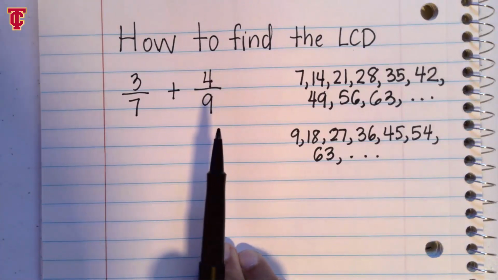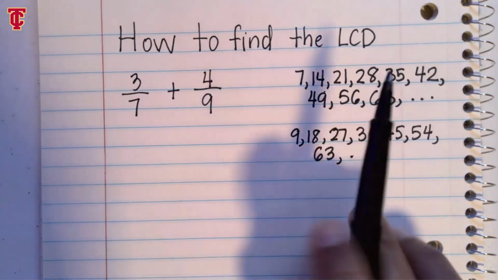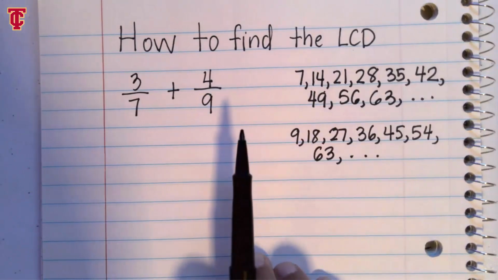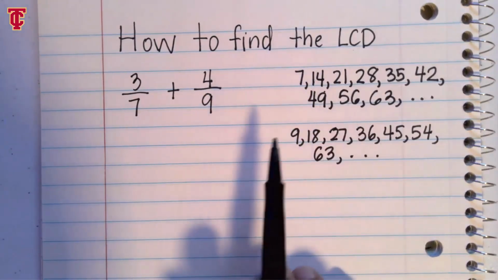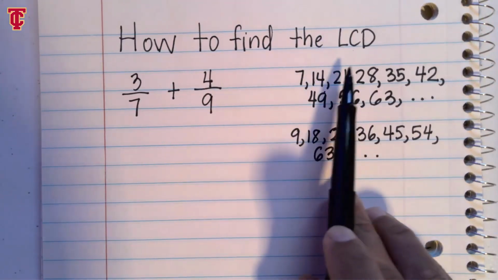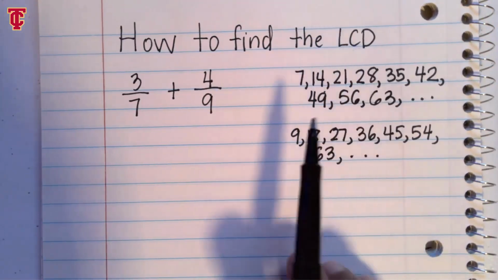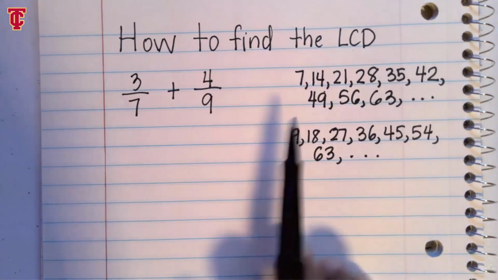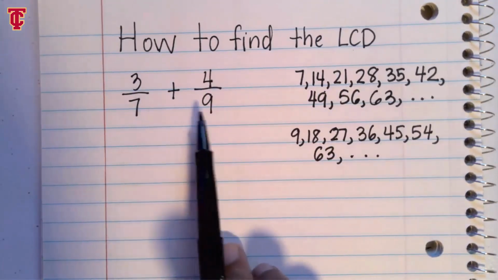So let's just say we're trying to add fractions together. We're trying to add 3/7 plus 4/9, or 3 over 7 plus 4 over 9. Now, to do that, we need to get a lowest common denominator. So what I do is I look at each denominator. I have 7 and I have 9.